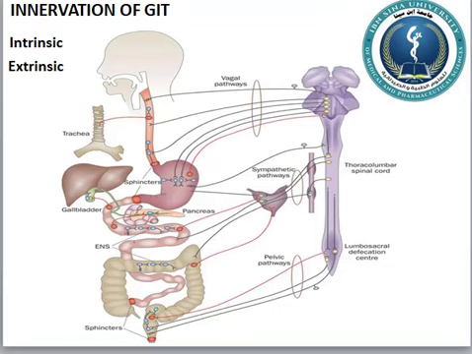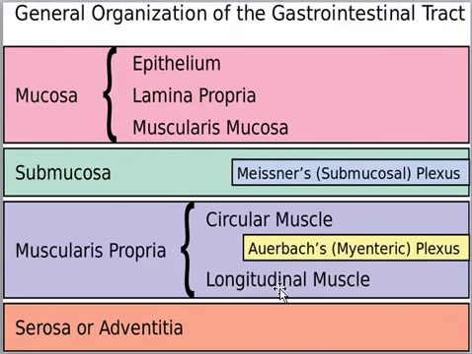This type of innervation is also divided into two parts, or distributed in two levels of the layers of the GIT. The first one is called Auerbach plexus, or sometimes called myenteric plexus. These are the layers of the GIT starting from the mucosa. Mucosa is also constituted of epithelium, lamina propria, and there is a muscle layer in the mucosa called muscularis mucosa. This is the submucosa, and this is the muscularis propria, which is also divided into circular and longitudinal, and serosa.